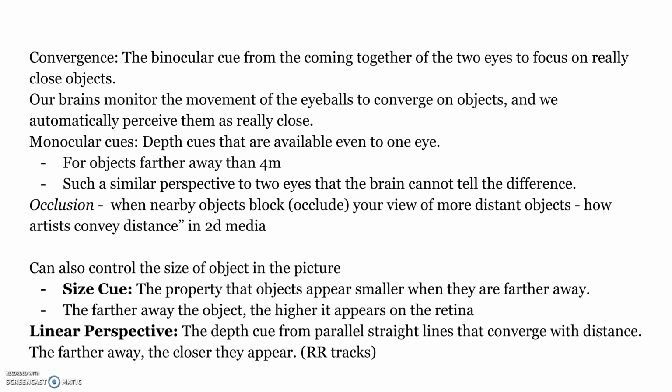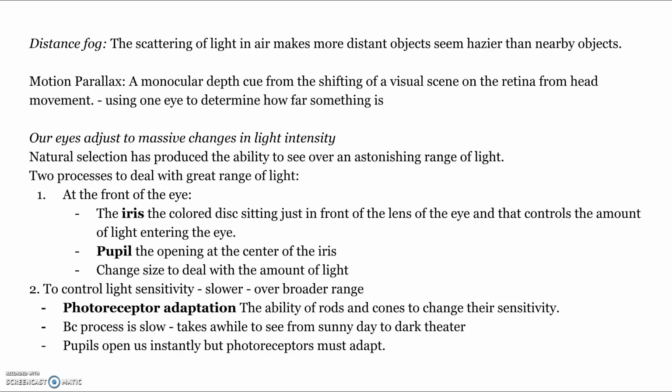Linear perspective is the depth cue from parallel straight lines that converge with distance. The further away, the closer they appear. An example is railroad tracks. Distance fog is the scattering of light in air that makes more distant objects seem hazier than nearby objects. Motion parallax is a monocular depth cue from the shifting of the visual scene on the retina from head movement, using one eye to determine how far something is.